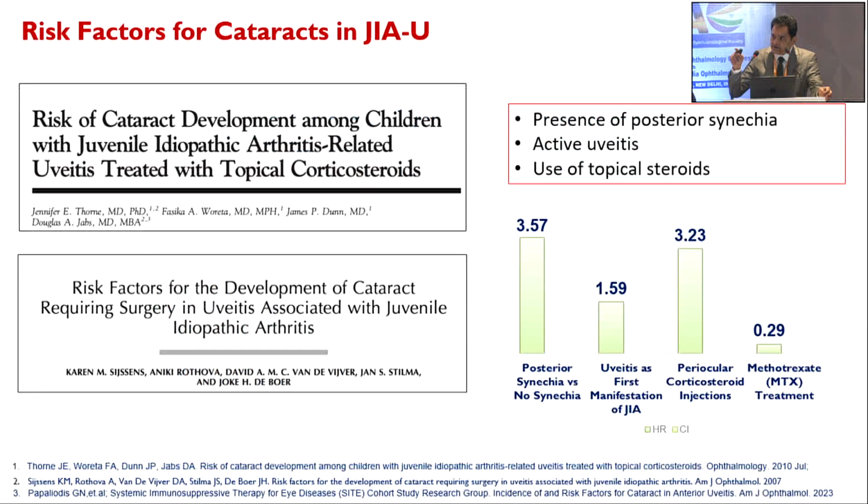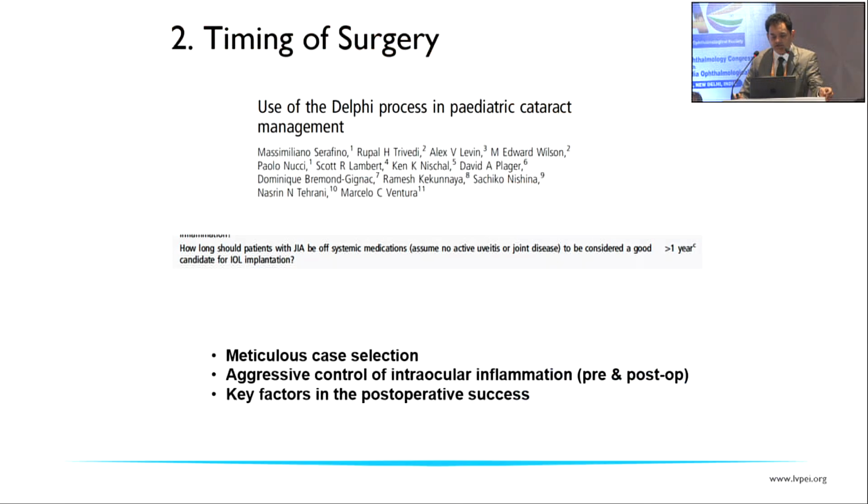And what are the risk factors for developing cataract in patients with JIA-related uveitis? Most of the time it's the presence of posterior synechiae, active uveitis, and use of topical steroids. These are the most important risk factors when you look at all of these different publications. You can see the risk factor rate for this uveitis.